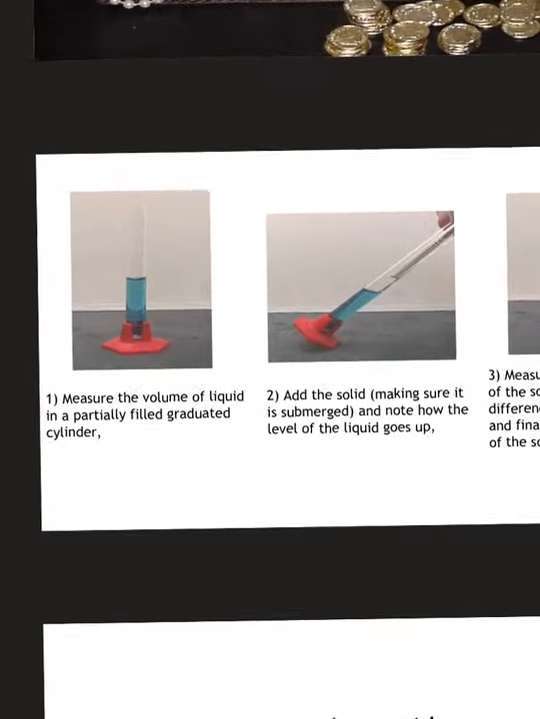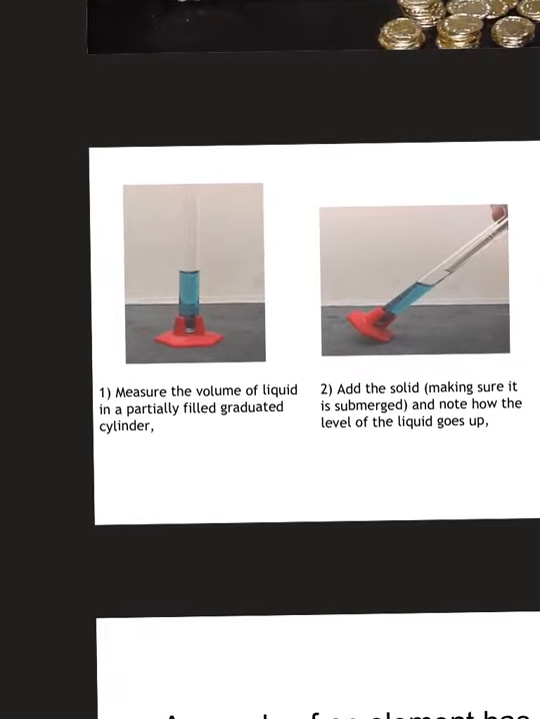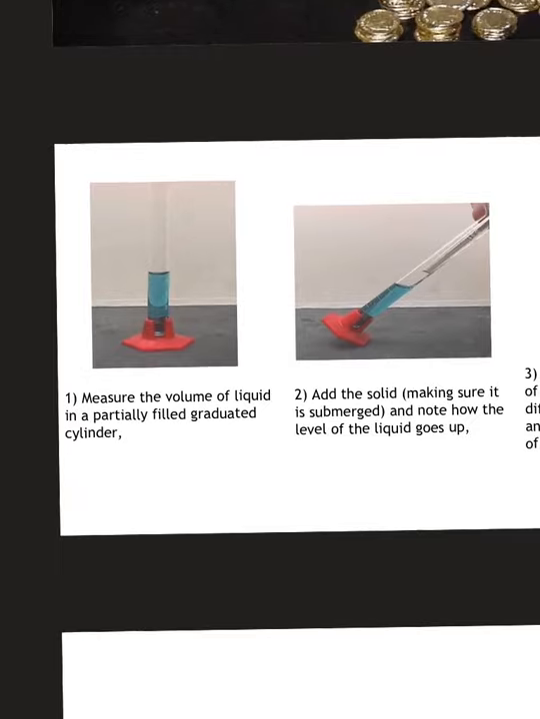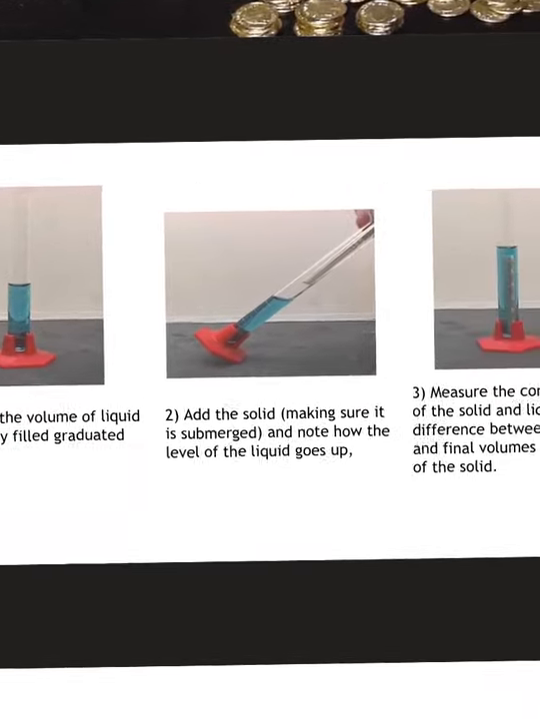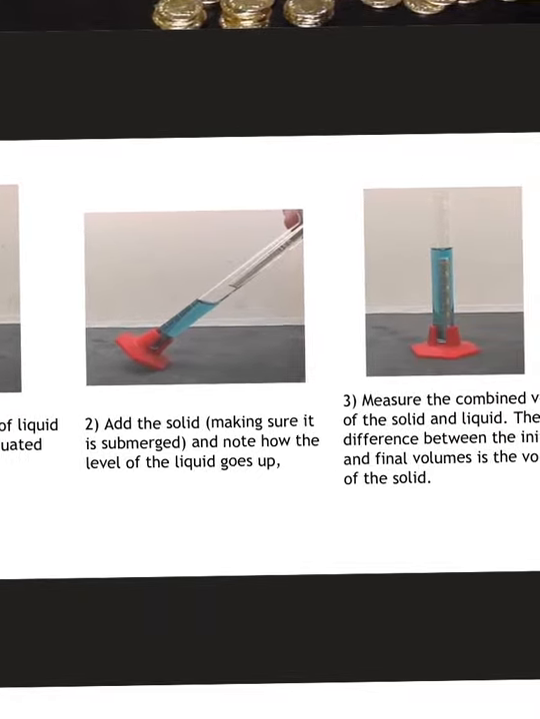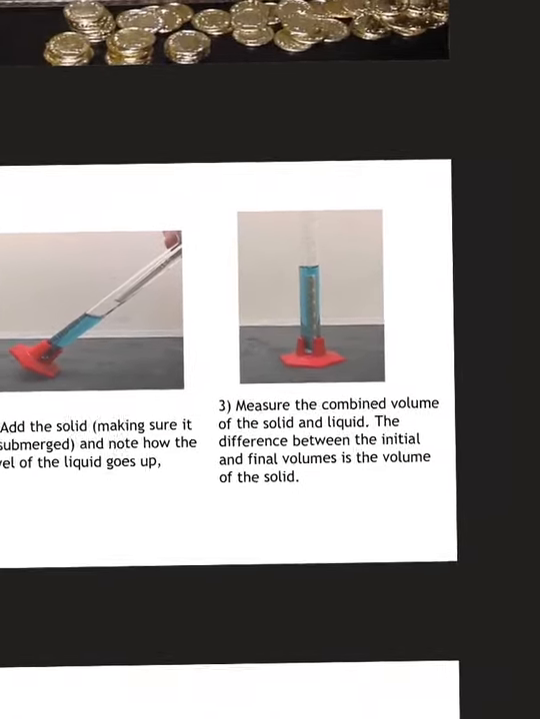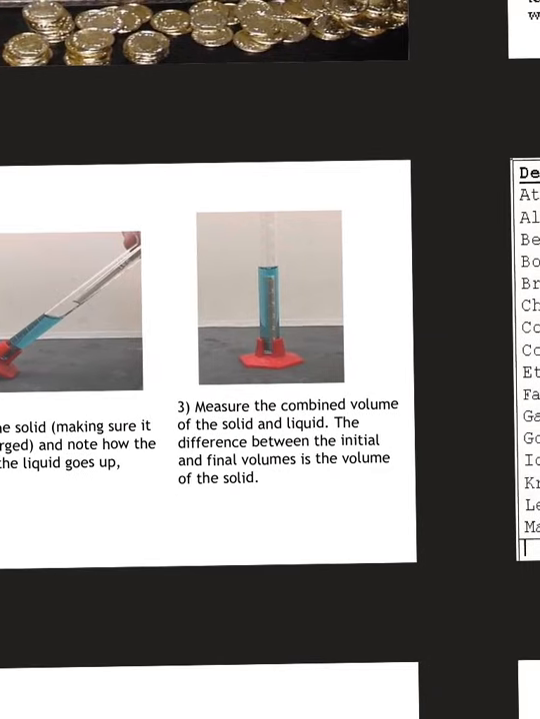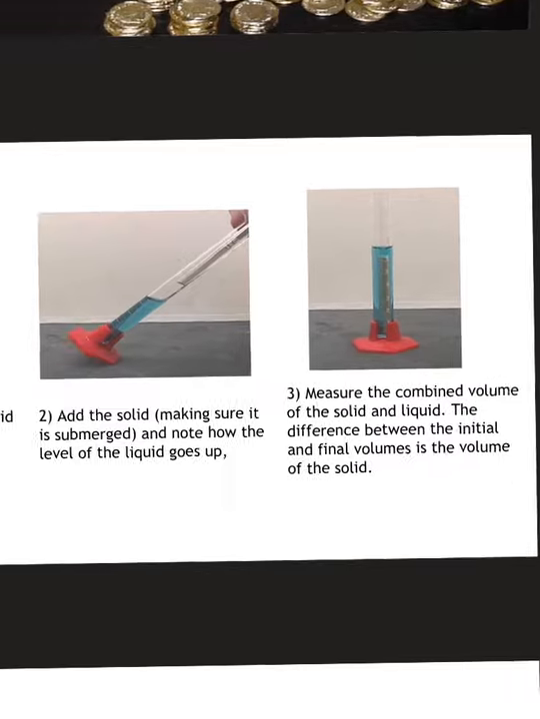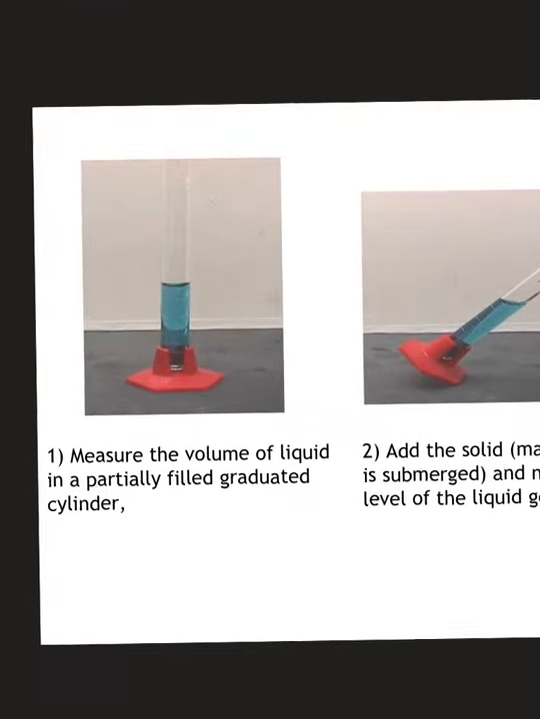So this little slide tells you exactly what to do. You measure the volume of the liquid in the partially filled graduated cylinder. And then you add the solid. And when the solid is submerged, you will see that the volume rises up. And then to get the actual volume of that solid or that object that you put inside of the graduated cylinder, you would take the final volume and subtract it from your initial volume.